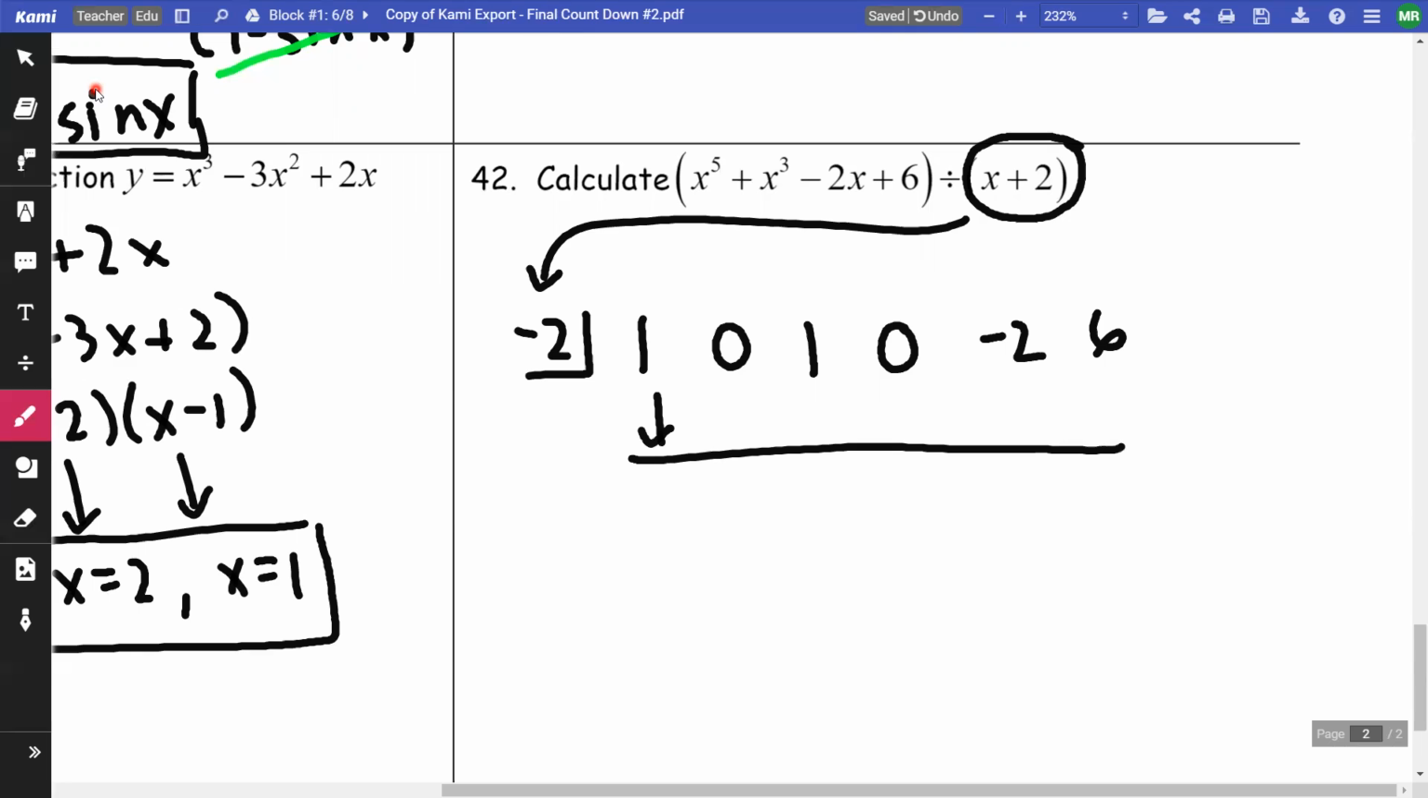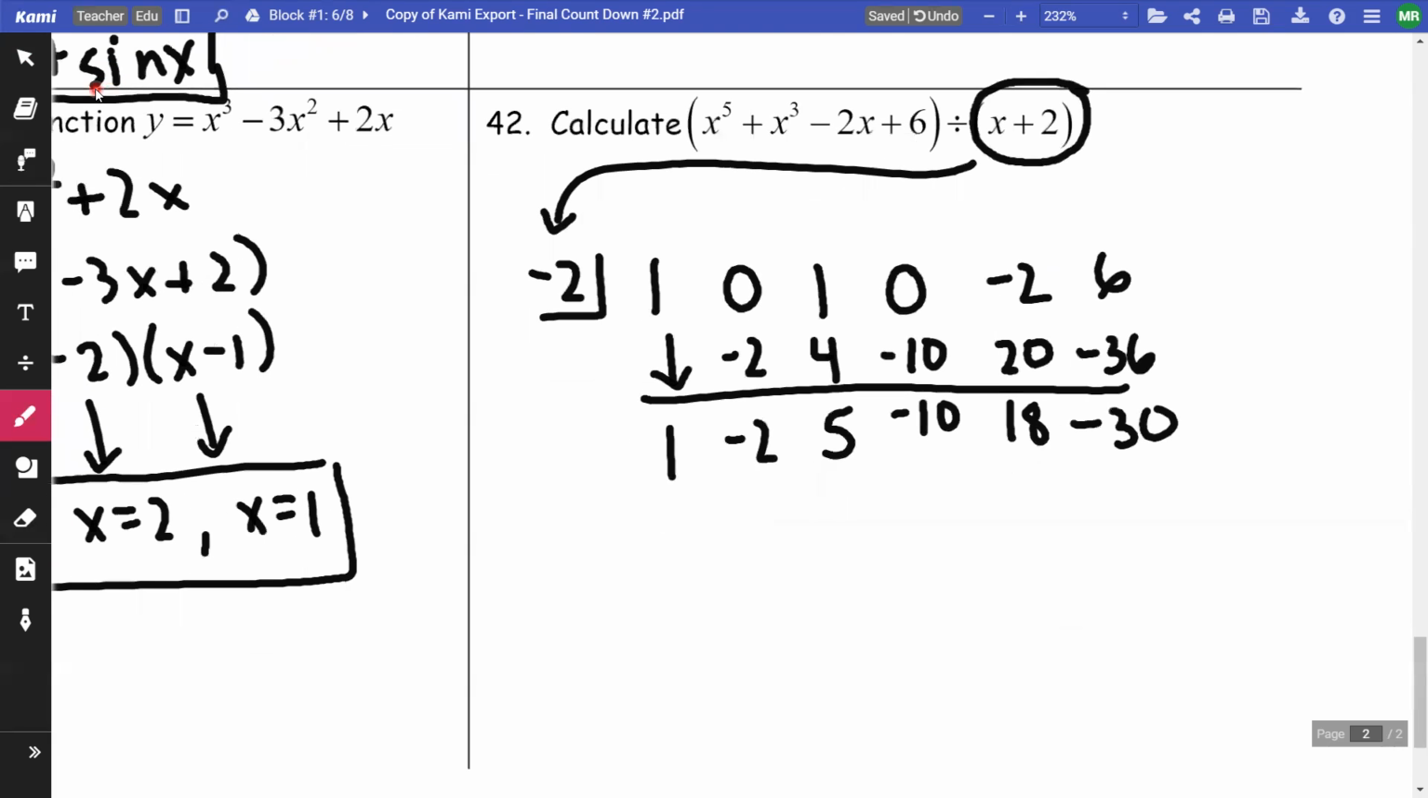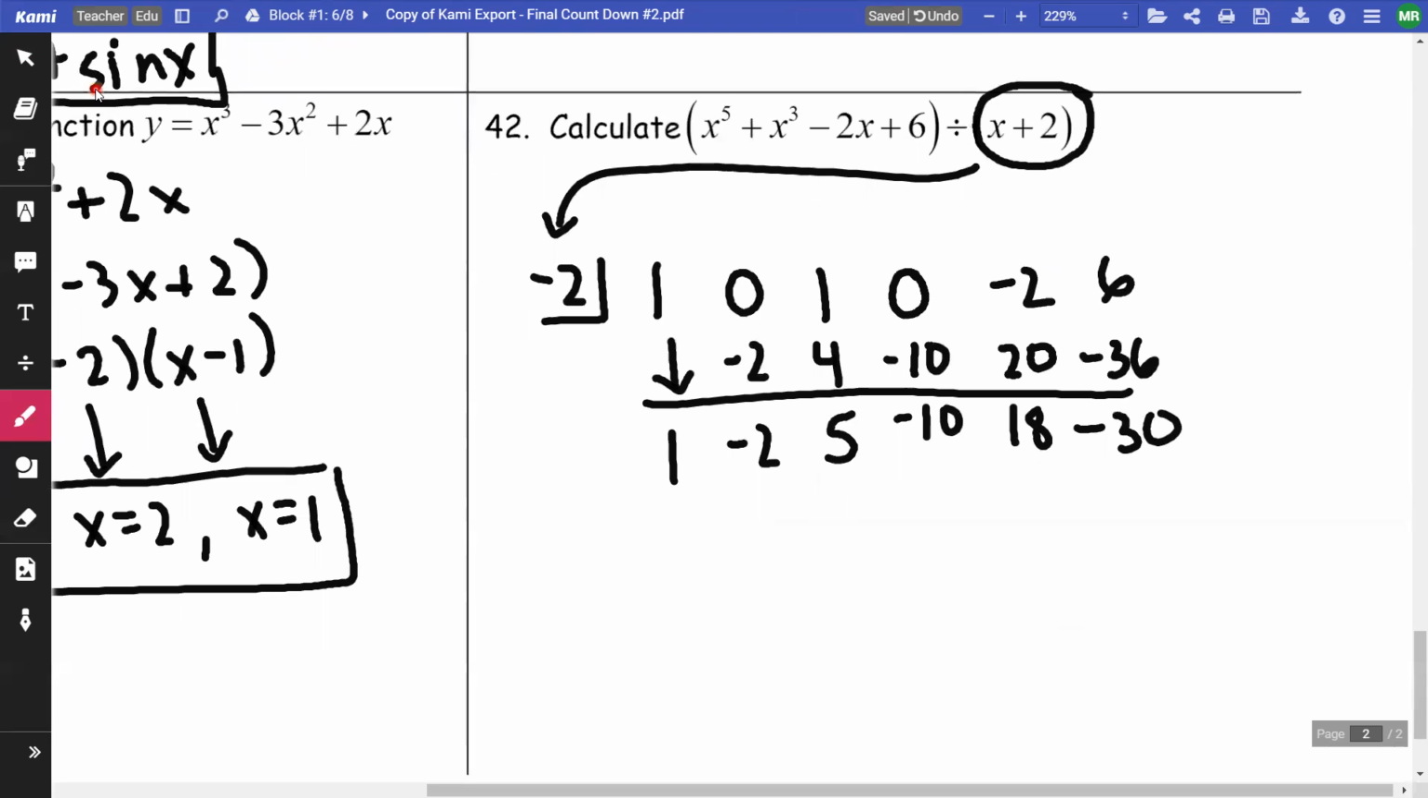Okay, I'm going to bring this down. So that's 1. 1 times -2 is -2. I add, I get a -2. -2 times -2 is 4. I add, I get a 5. 5 times -2 is -10. I add, I get a -10. -2 times -10 is 20. I add, I get 18. 18 times a -2 is a -36. I add and I get a -30. Okay, so when they say calculate, my remainder would be -30.